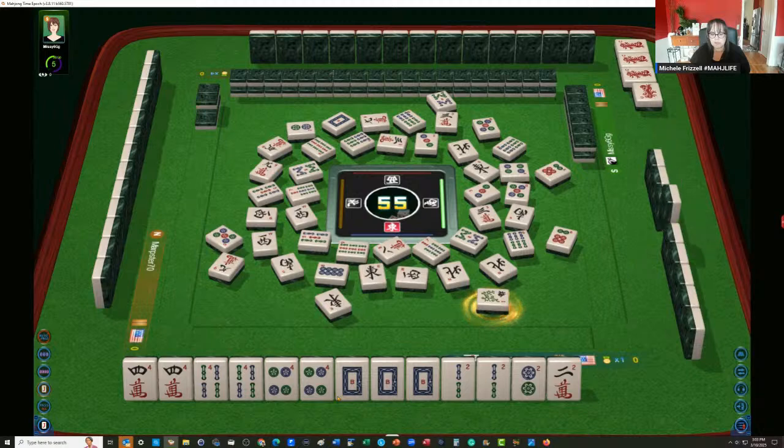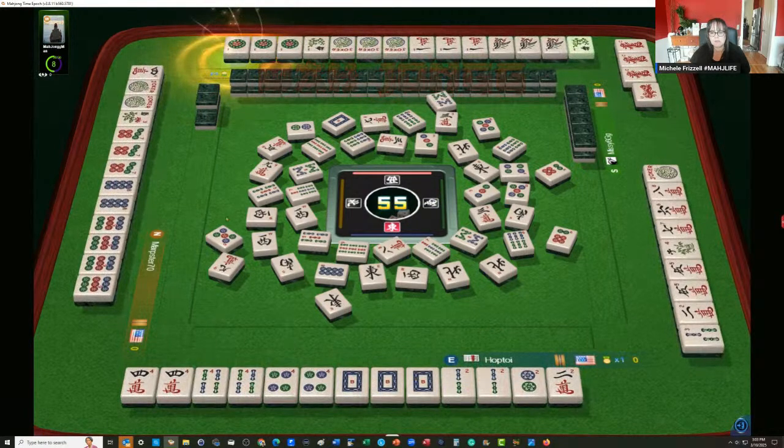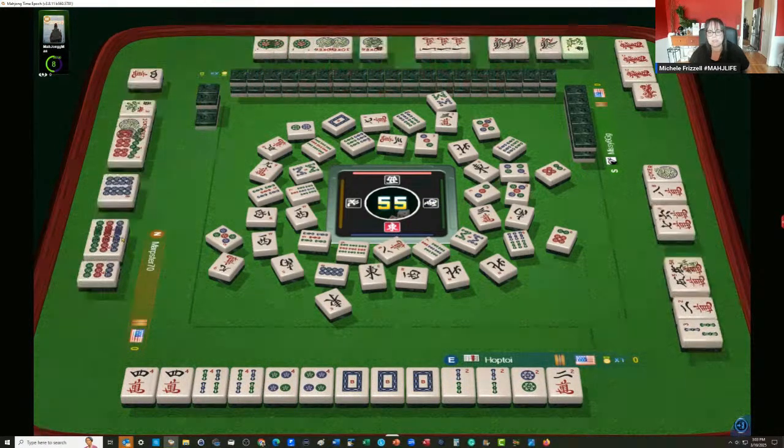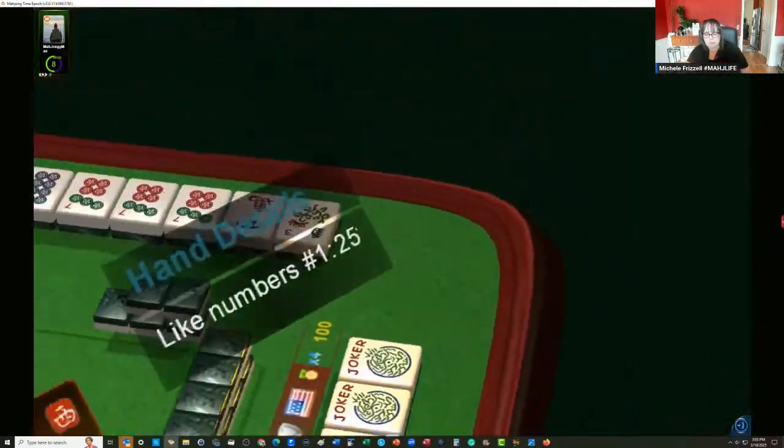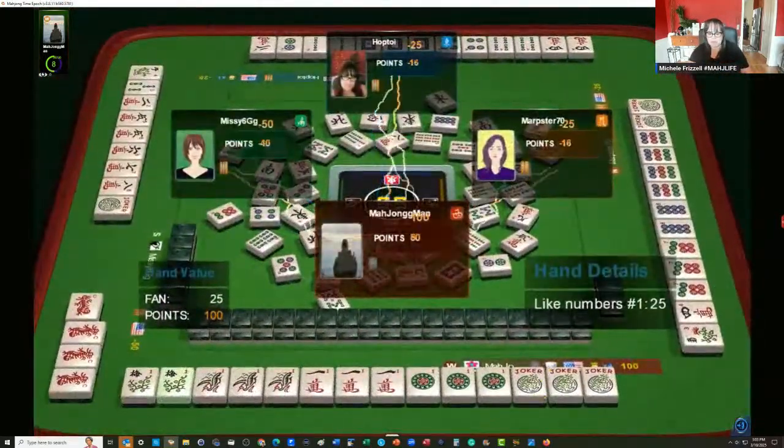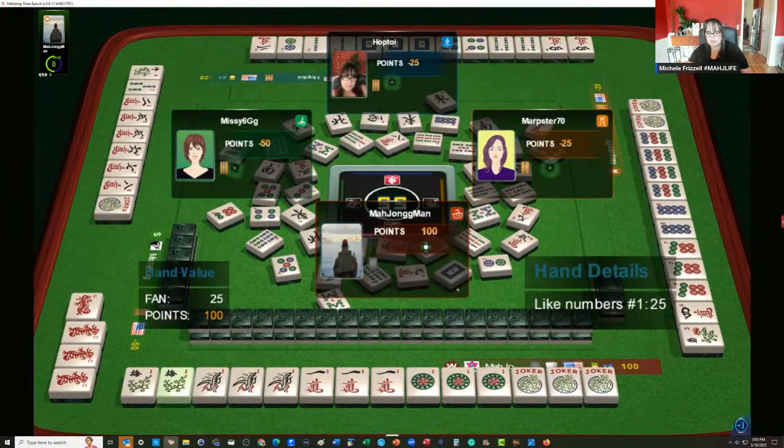Let's see, what else could we do? Mahjong. It doesn't matter. We have Mahjong. Look at those ones. Holy cow. Wow, that's crazy. Look at that. 3 jokers. Well, how nice. Mahjong Man is on a roll there.